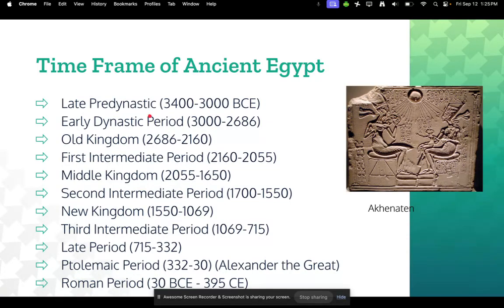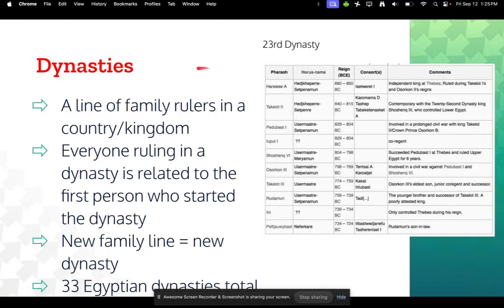So we start with the late pre-dynastic, then we go to early dynastic, then the Old Kingdom, then the first intermediate period, and then the Middle Kingdom, and the second intermediate period, and the New Kingdom, and the third intermediate period, and the late period, and the Ptolemaic period, and then finally the Roman period. Oh my gosh, there is so much to learn about, but we're not going to learn about all of those. We're just going to focus on the 3 big kingdoms here, which are the Old, the Middle, and the New.